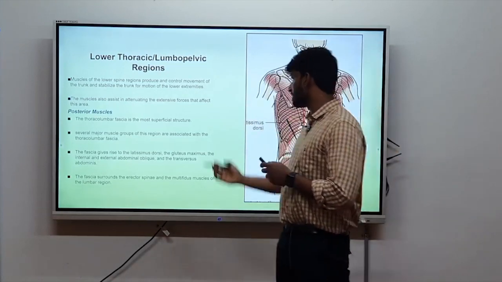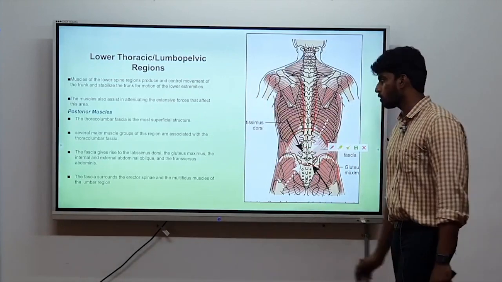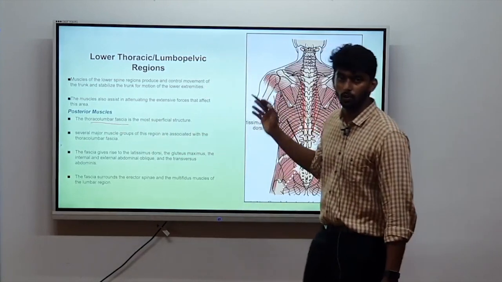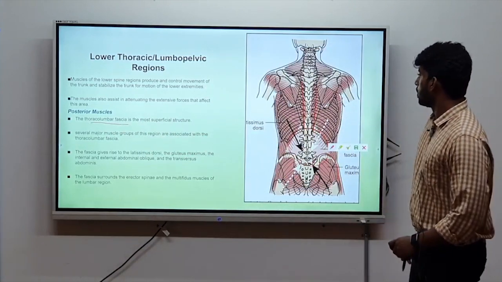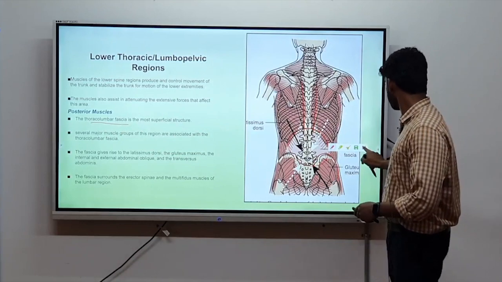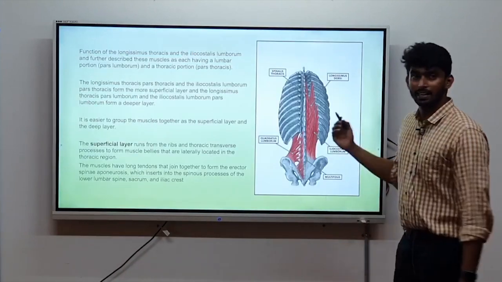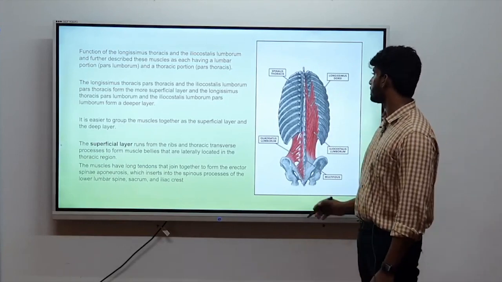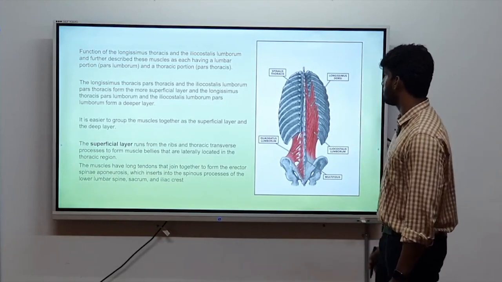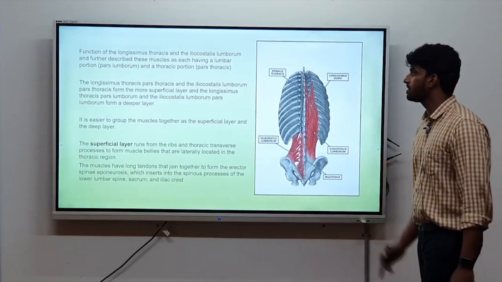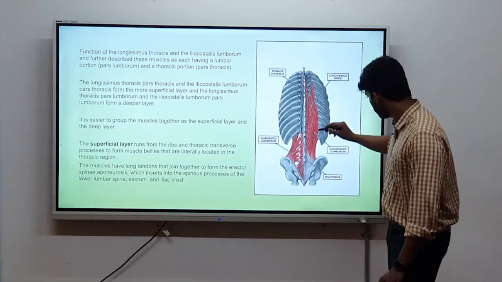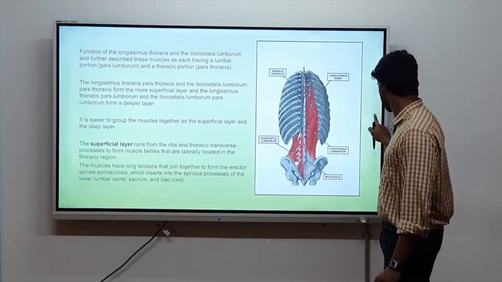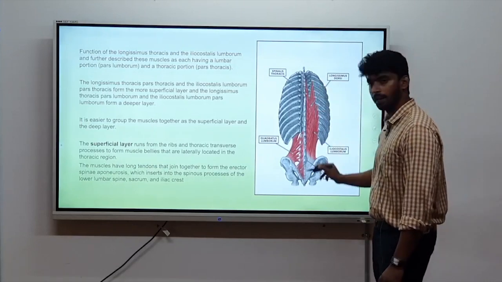So for the posterior muscles, as we already discussed the thoracolumbar fascia, I am not going to point to that again. We'll discuss from the erector spinae. The erector spinae is composed of the longissimus thoracis and iliocostalis lumborum. These muscles have attachments over the thoracic area and over the lumbar area.